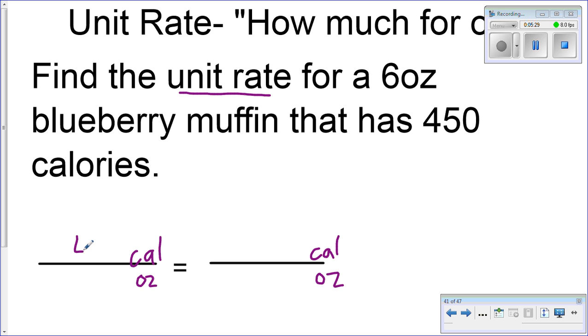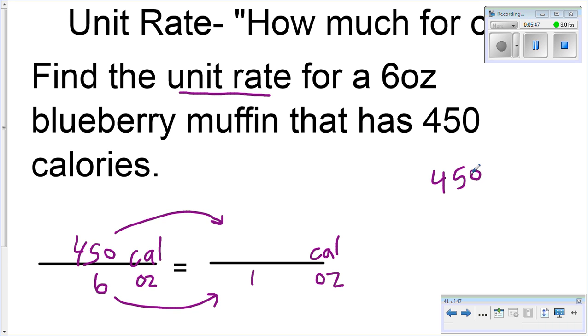So 450 calories for 6 ounces. We want to know how much for 1. What's the unit rate? So I'm going to divide by 6 here, divide by 6 up here. So 450 divided by 6. 6 goes into 45, 7 times, because 7 times 6 is 42. I have a remainder of 3. 6 goes into 30, 5 times, because 5 times 6 is 30. Great. So that's saying 75 calories for 1 ounce.